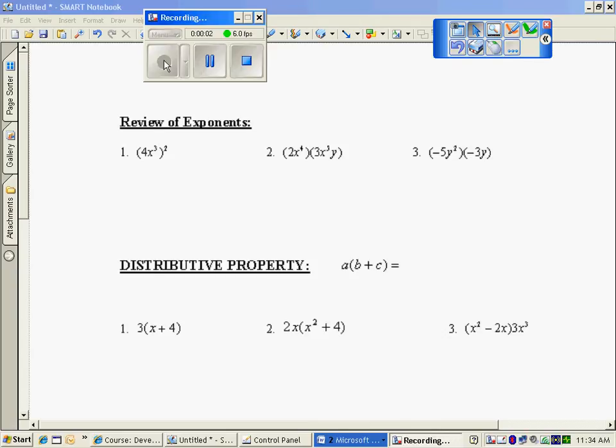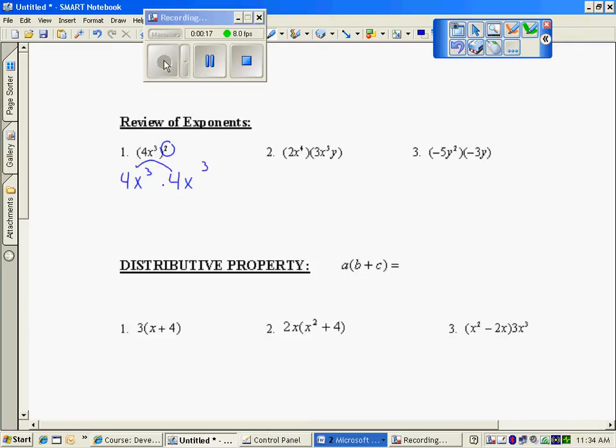We'll be studying the distributive property, but before we study that property, we need to review a little bit about our exponent rules. A squared on the outside says I have 4x cubed multiplied by itself twice. In order to multiply, we're going to use our commutative property, which is going to reorder. I'm going to put my 4's together and my x cubes together.